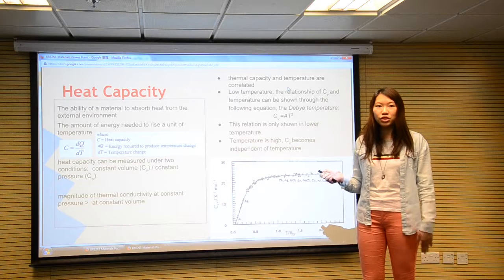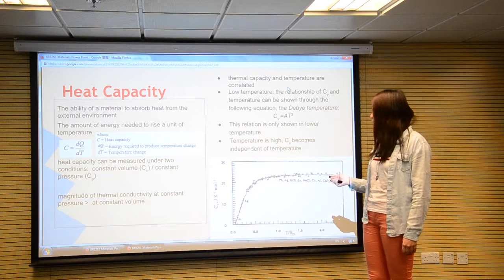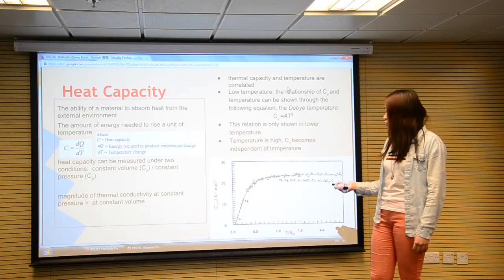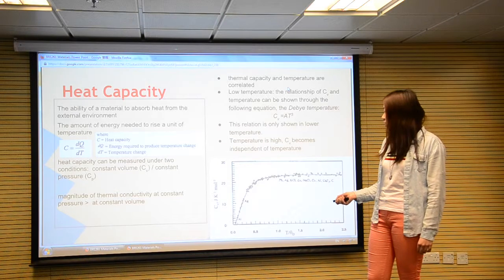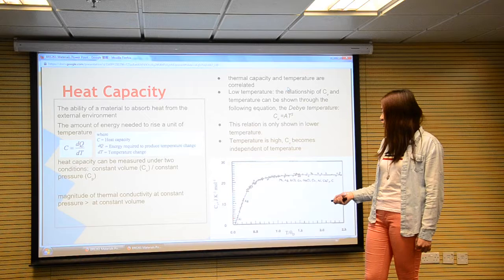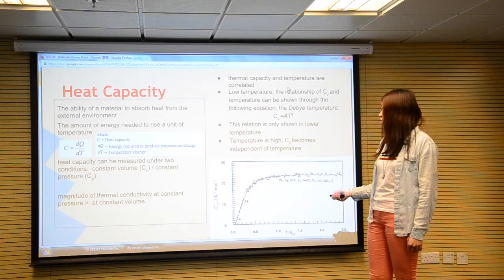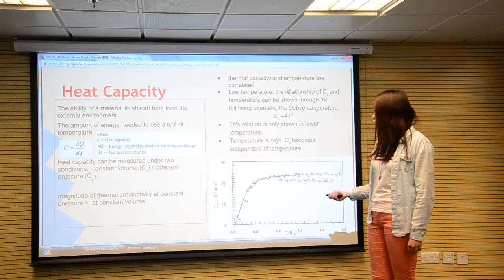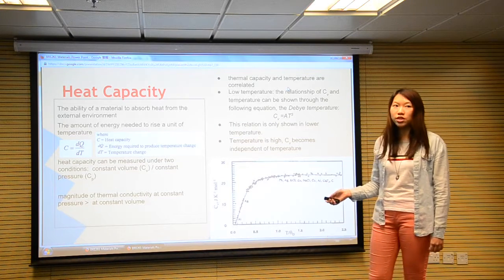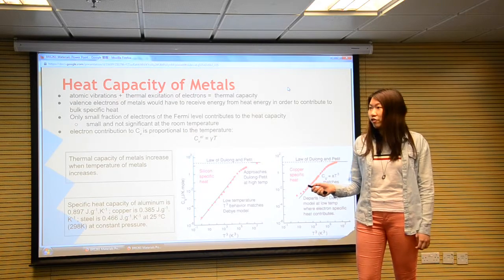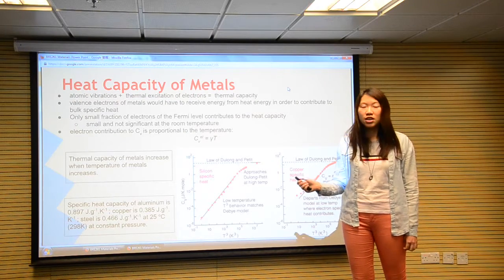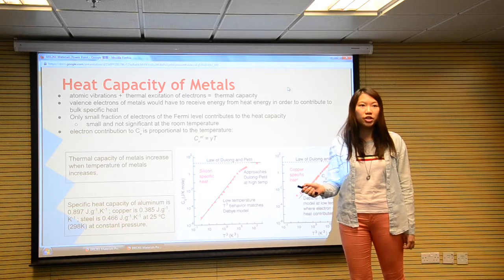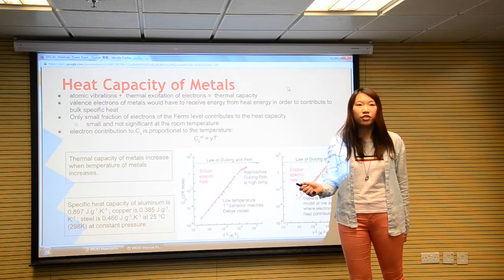And when the temperature is high, the capacity becomes independent of the temperature. Just like the graph shows here, you can see that when the temperature is low, the conductivity also increases when the temperature increases. However, when the temperature is high, there is no more relationship between the conductivity and the temperature.